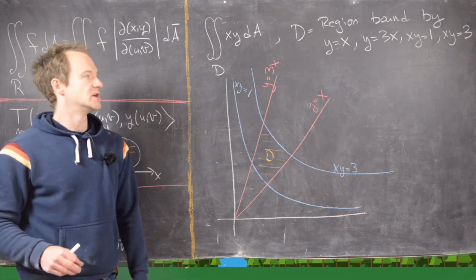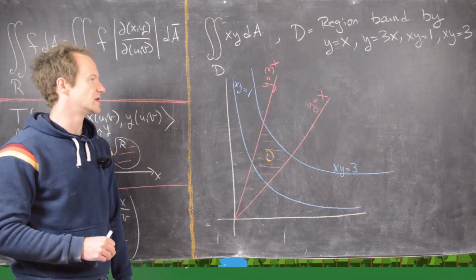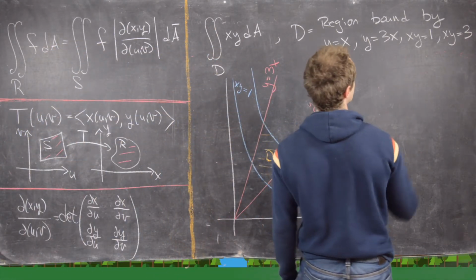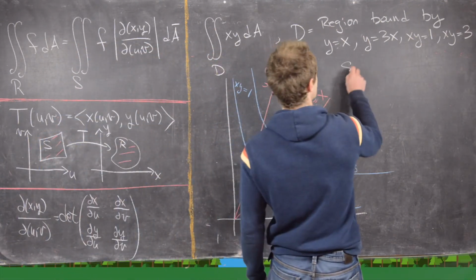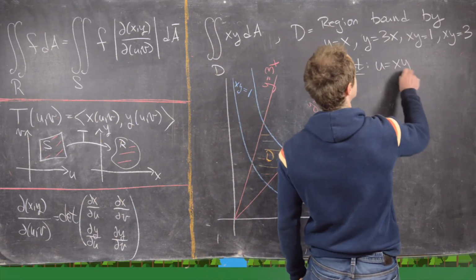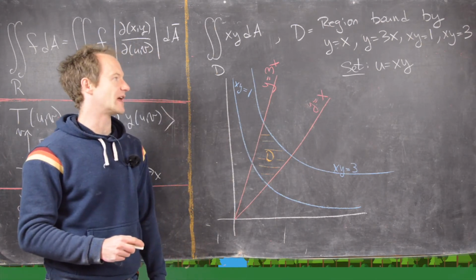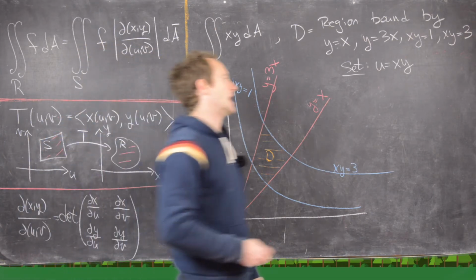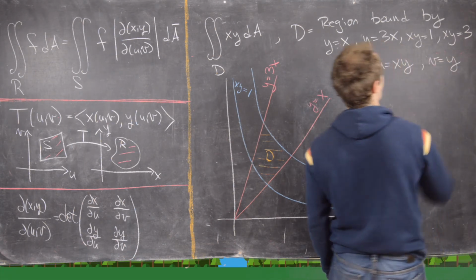Okay, good. So now we want to think about what would be an appropriate change of variables. I think it would be a pretty good choice to make one of our variables equal to x times y. So let's go ahead and set u equal to x times y. And then you might say, well, what should we let v equal? Well, it turns out that we can just let v equal y, and that will make it a little bit simpler. So let's let v equal y.